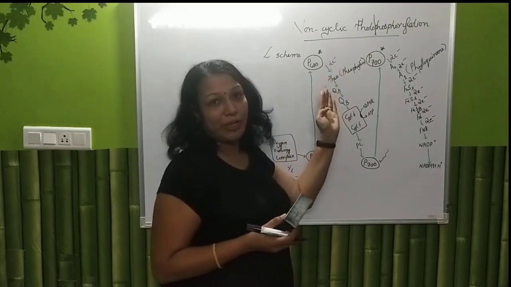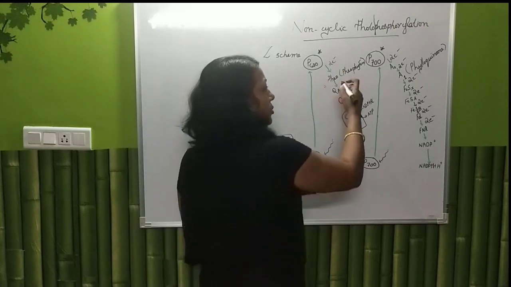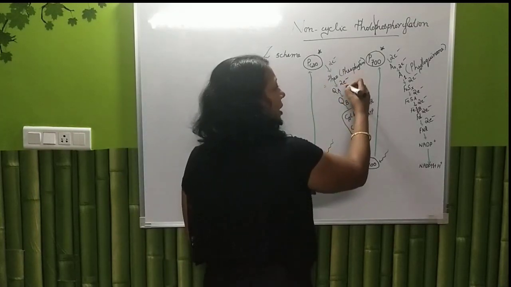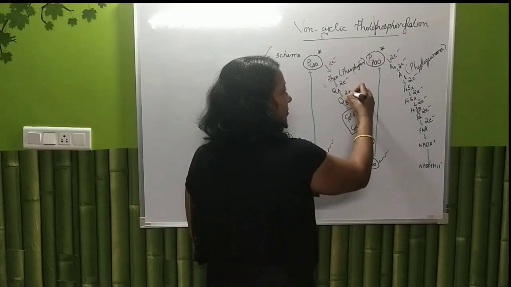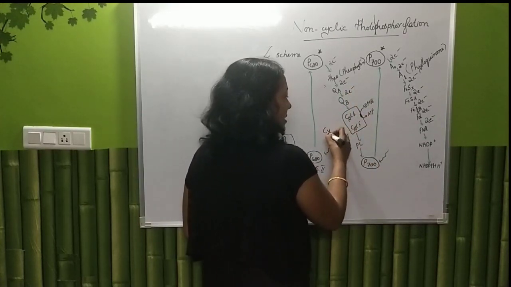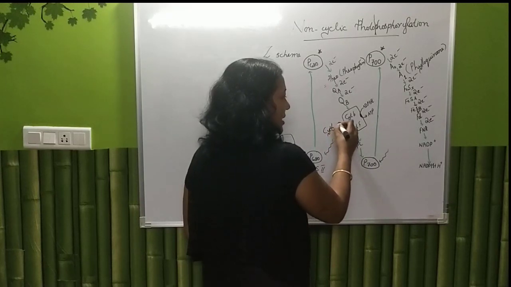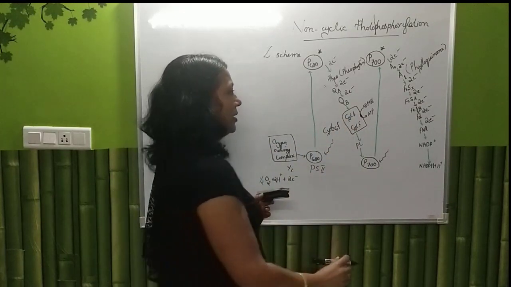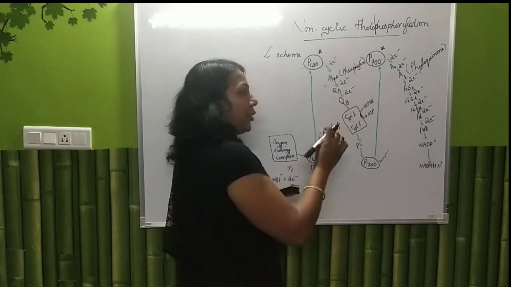Now from pheophytin, electron will go to QA. Okay, from there it will go to QB. From there it will go to cytochrome B6F complex. So this is called cytochrome B6F complex. First I will tell you what is QA and QB.